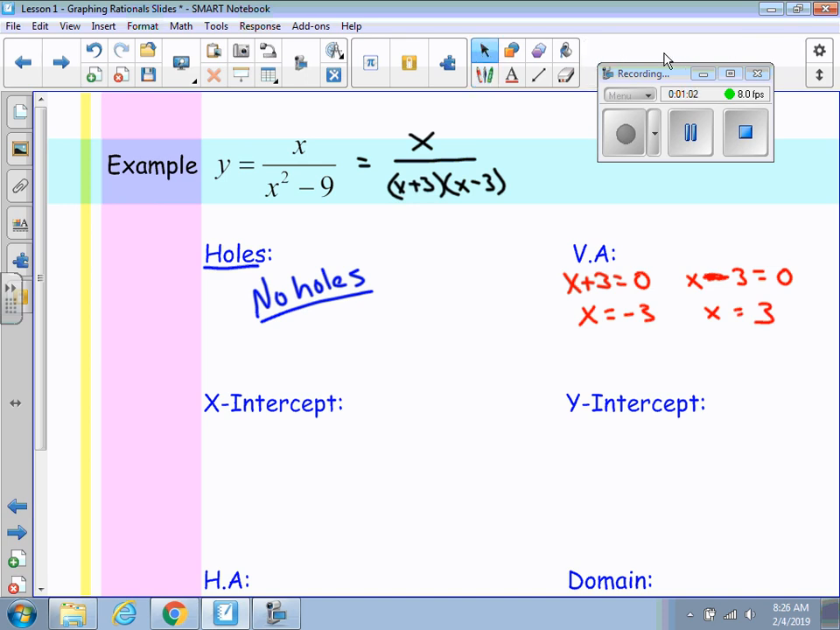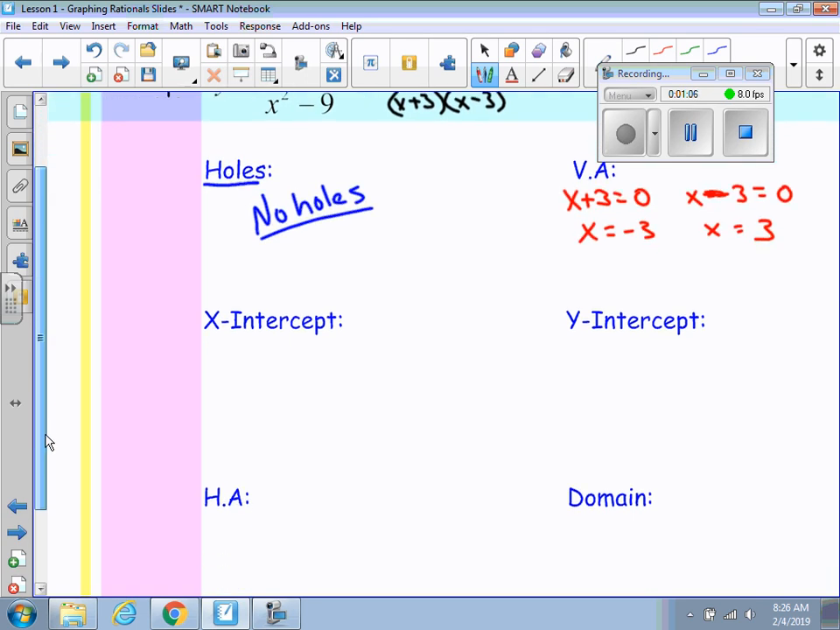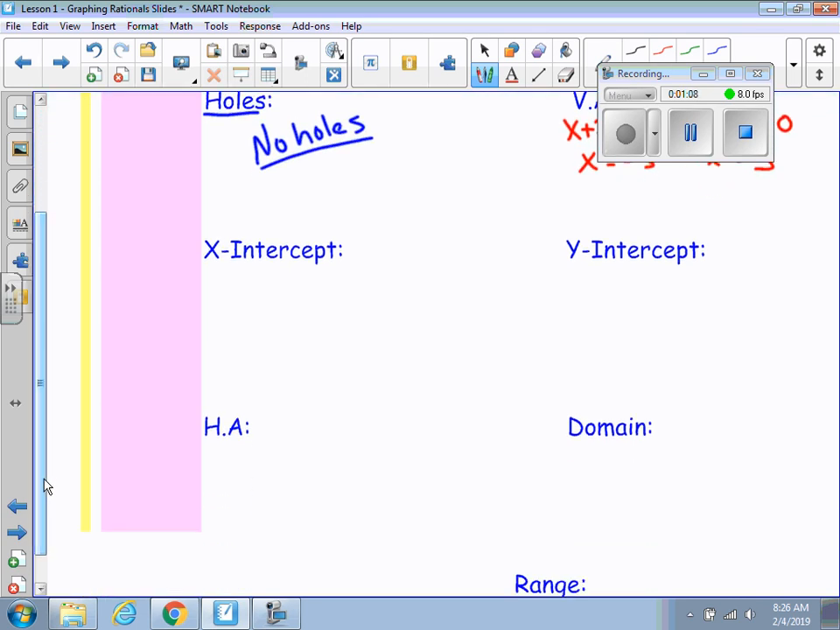Now our x-intercepts, those happen when we cross the x-axis. When do we cross the x-axis? When y equals 0, so we set the whole function equal to 0, or the leftovers in your numerator. So in the numerator I have x, I set it equal to 0, so x equals 0. That means our x-intercept occurs at the origin.